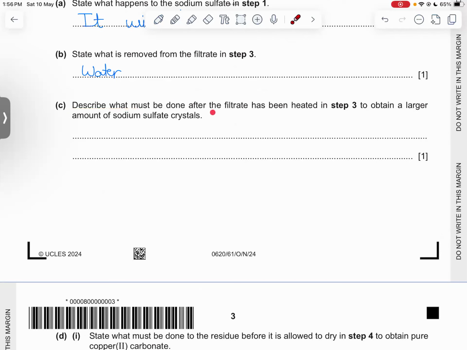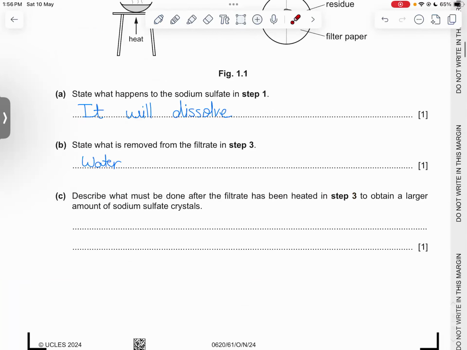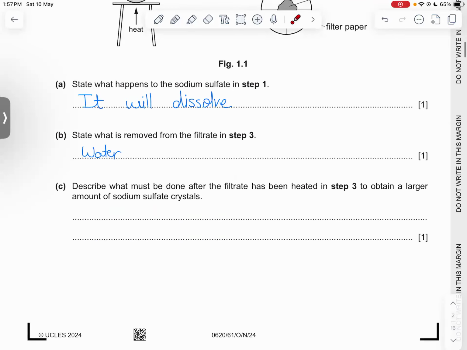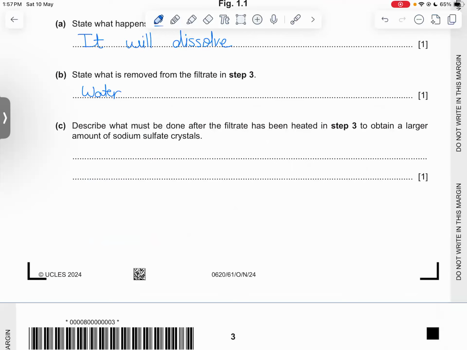Describe what must be done after the filtrate has been heated in step 3 to obtain a larger amount of sodium sulfate crystals. We are attempting the method. By the sentence, we can know which method we are attempting: heat the filtrate from step 2 until crystals start to form. After that, what do we do to obtain more crystals? We let it cool down. So we'll say let the solution cool down after heating is stopped.